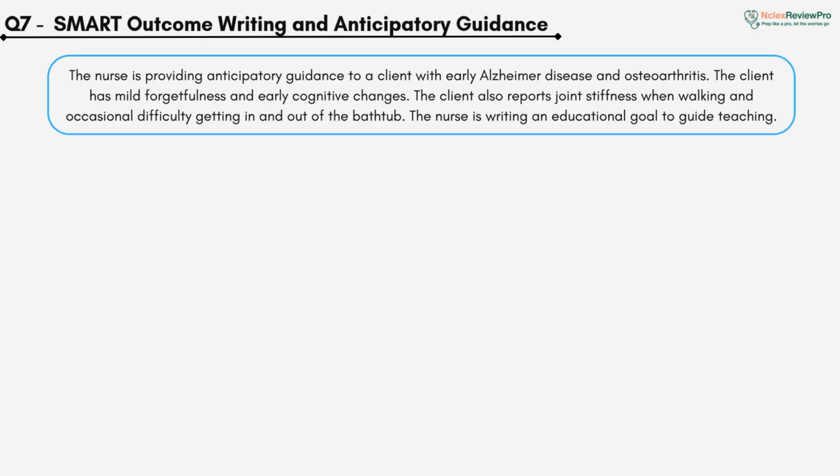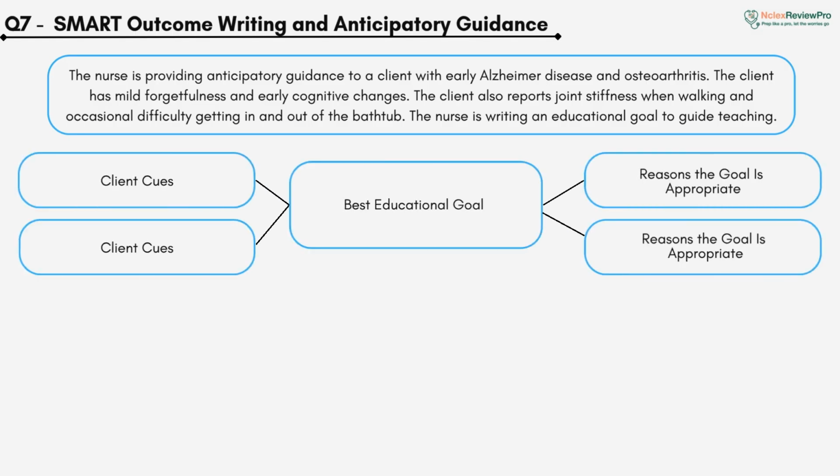The client has mild forgetfulness and early cognitive changes. The client also reports joint stiffness when walking and occasional difficulty getting in and out of the bathtub. The nurse is writing an educational goal to guide teaching. And the question is asking you to complete the bow tie by selecting 3 things.